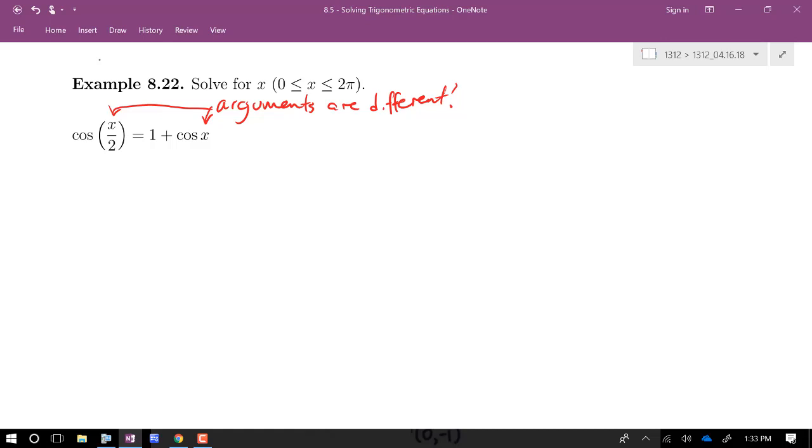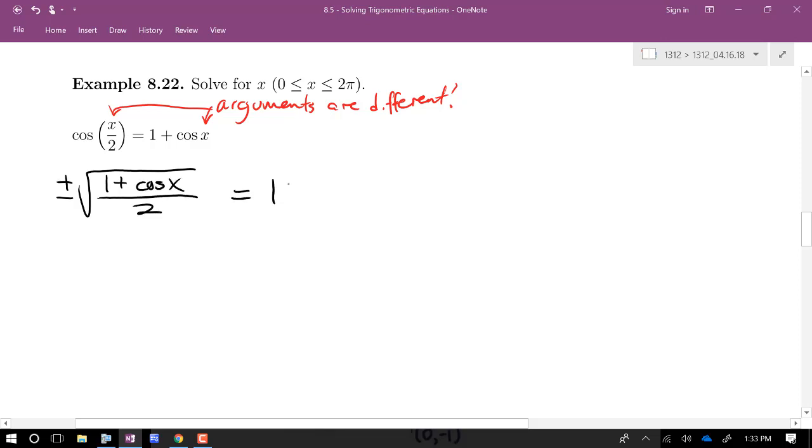So if we use that, cosine of x over 2 is plus or minus the square root of 1 plus cosine x over 2. Now we have fixed the problem where we have two different arguments inside the trig function. One function, one argument. That's good. But we got this equation with radicals. How do we solve an equation with radicals?